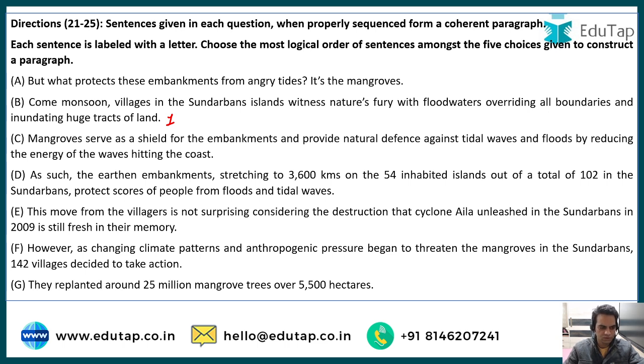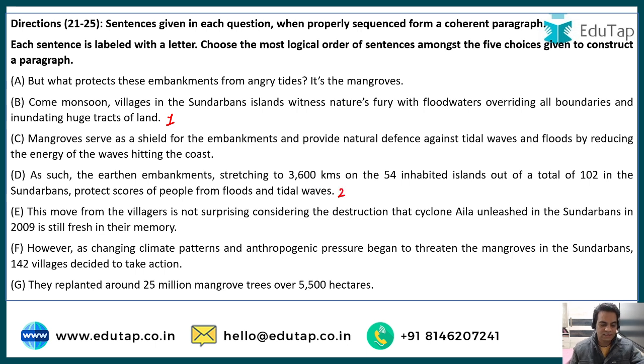This move, no. Changing climate patterns, no. Guys, they replanted, no. What protection the mangroves? Could be A or could be D. Yes, I think it's D. See, they're talking about every monsoon this happens in Sundarbans Island.